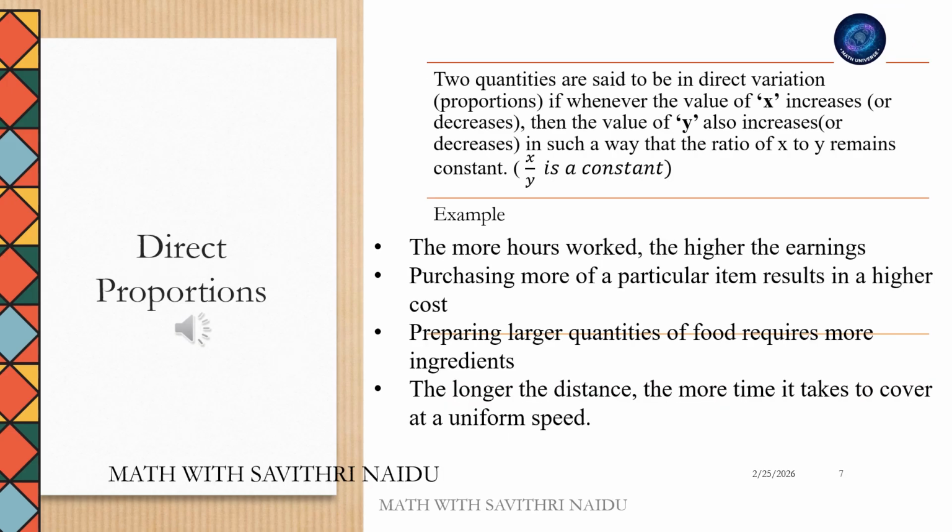Direct proportions. Here are common examples of direct proportion. The more hours worked, the more earnings received. Buying more items increases the total cost. Cooking more food requires more ingredients. And traveling a longer distance at the same speed takes more time. In direct variation, the ratio between the quantities remains constant.